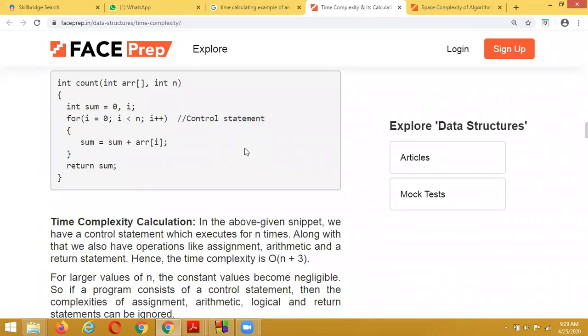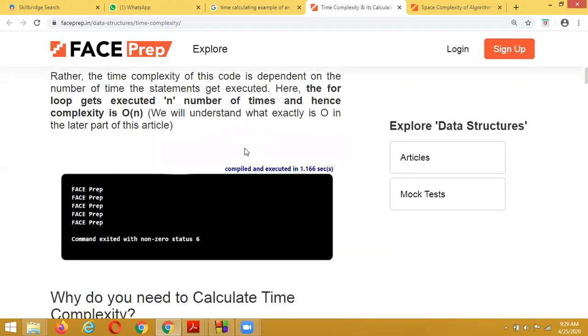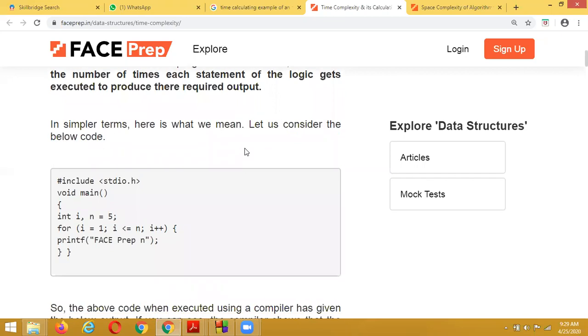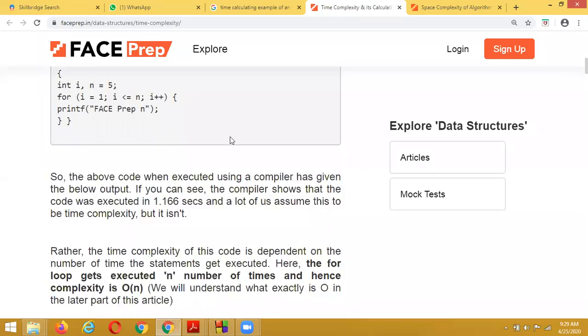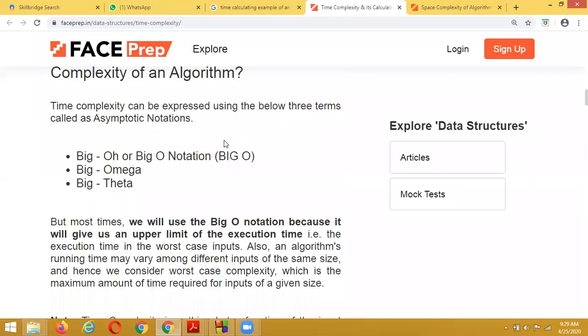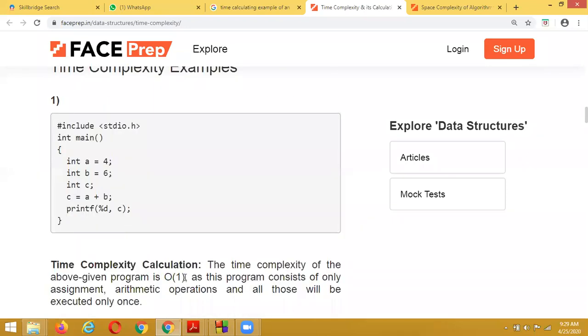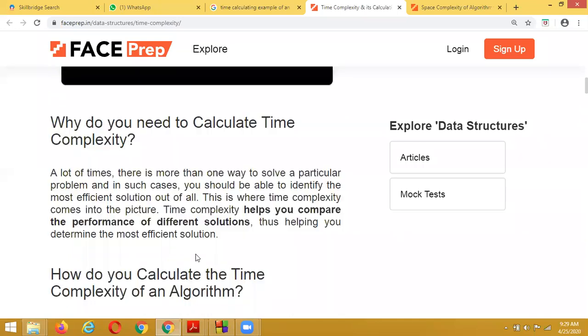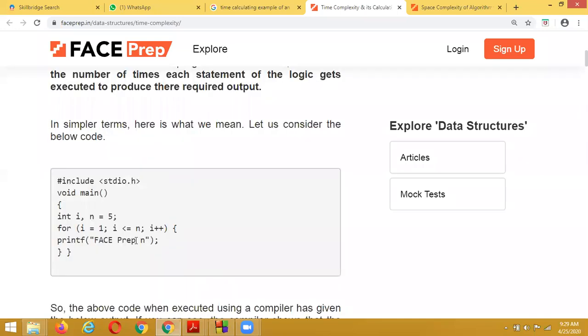When do we indicate O of 1? If the statement is going to be executed only one time, we indicate it as O of 1. If the printf statement is going to be executed n number of times, we indicate it as O of n.